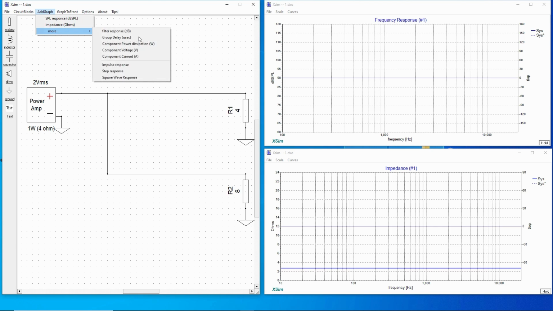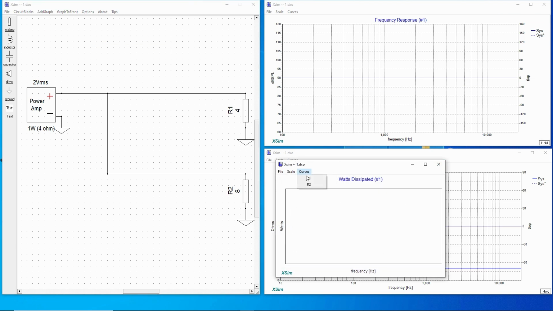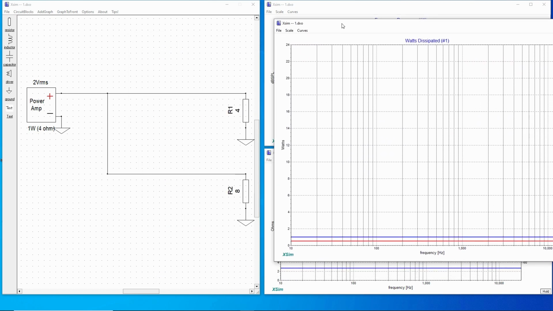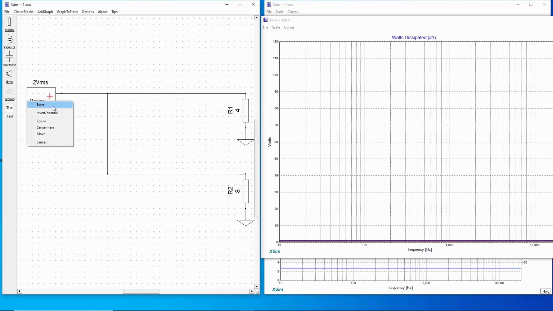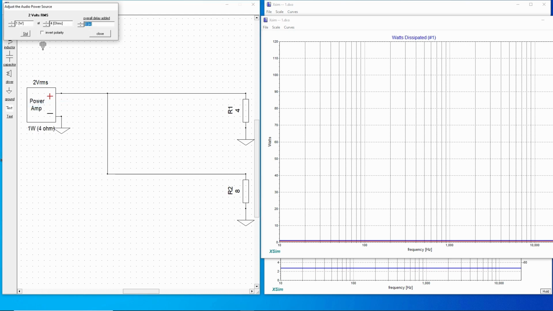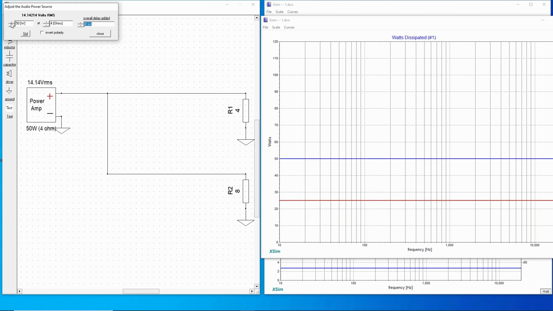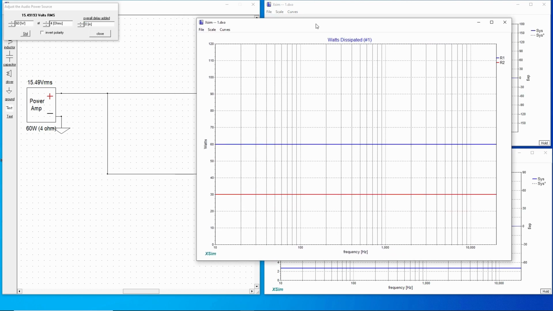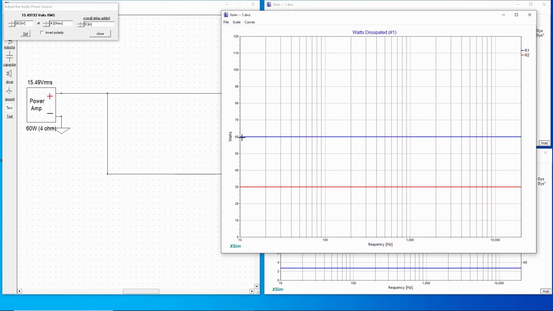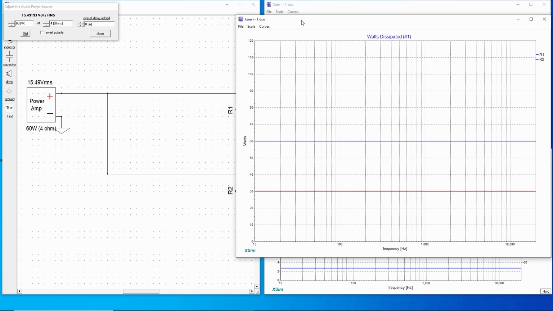And then we are going to add a power dissipation graph. Let's make this larger. And we are going to increase the power of the amplifier until one of the speakers reaches 60 watts, either the tweeter or the bass driver. So let's increase the power. Now the blue line, which is the tweeter, reached 60 watts. So this is the maximum power handling of this system. So the amp is 60 watts at 4 ohms, and that is the maximum power handling.